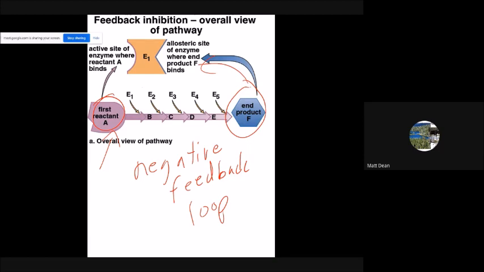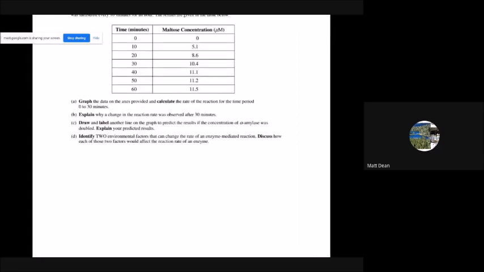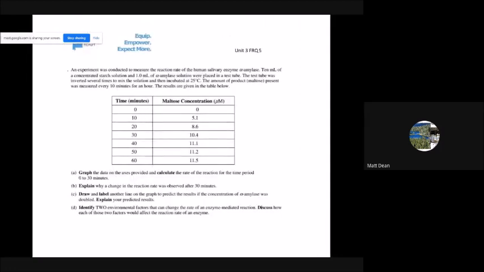All right, so now we're going to look at an FRQ. I'm going to blow this up a bit so you can see it. And what I'd like for you to do is to take a minute or two and just read through the whole question, and then we'll take a minute and go through it.